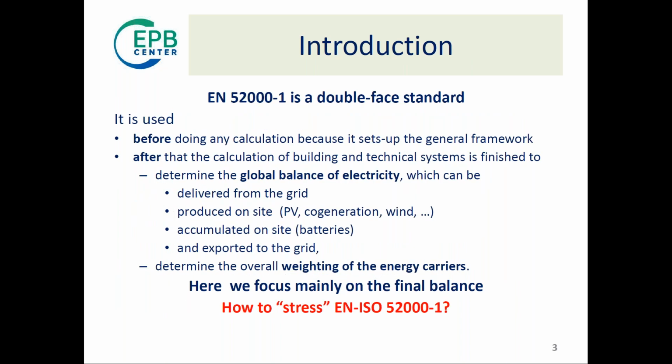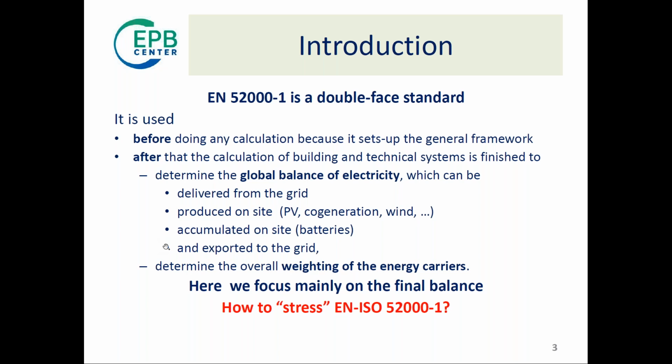So it has been already said that 52000-1 is a double phase standard because it's used before, it gives a structure, and after that the calculations of building envelope and the technical system are finished. And the main task of 52000-1 will be to determine the global balance of electricity, which can be delivered from the grid, produced on site, accumulated on site, and exported to the grid. And you need to do this after you know all the uses and all the generation possibilities. So it's the last step of the calculation.